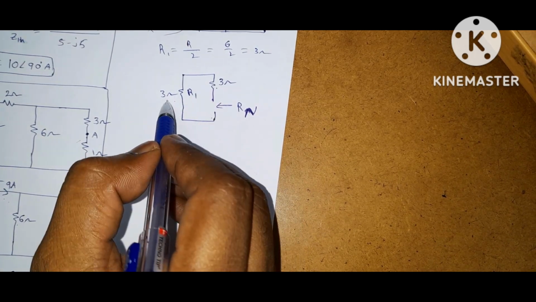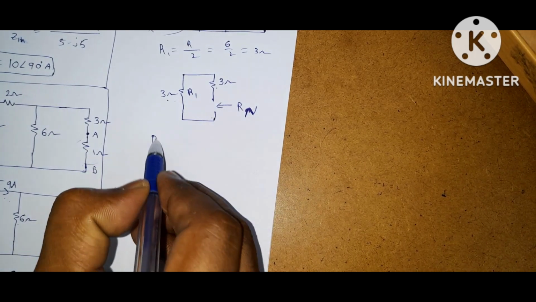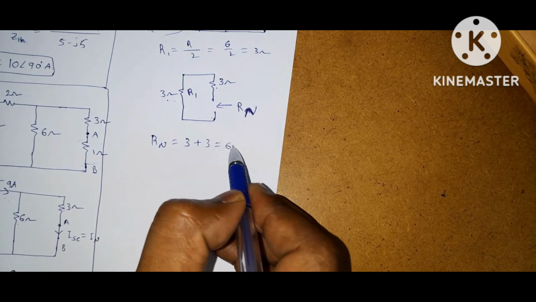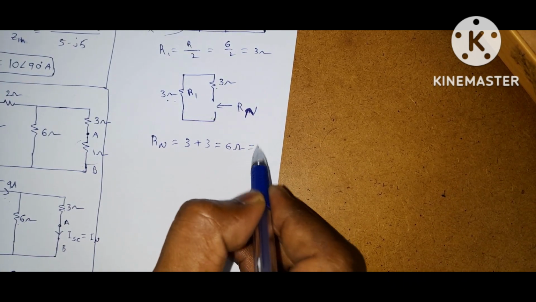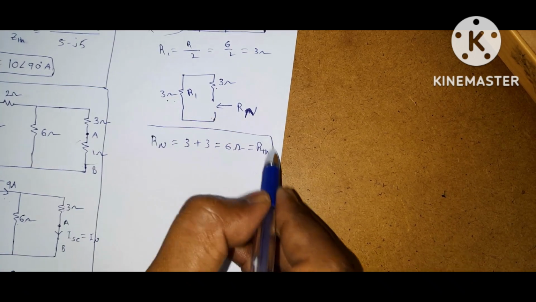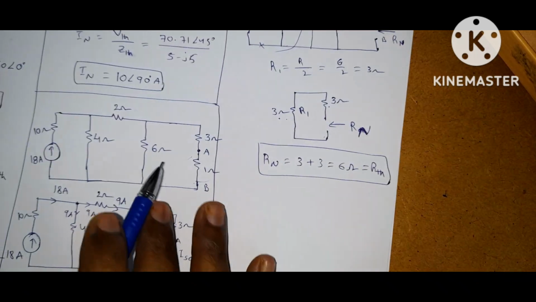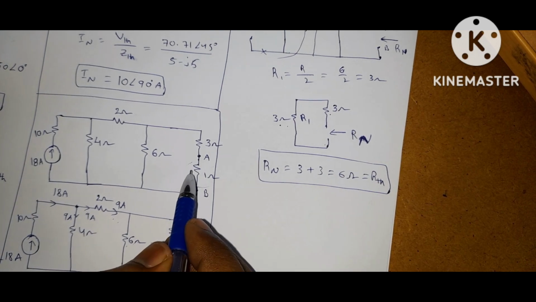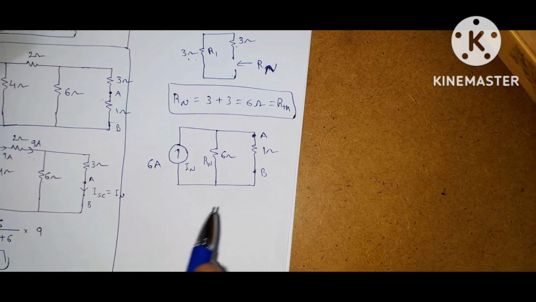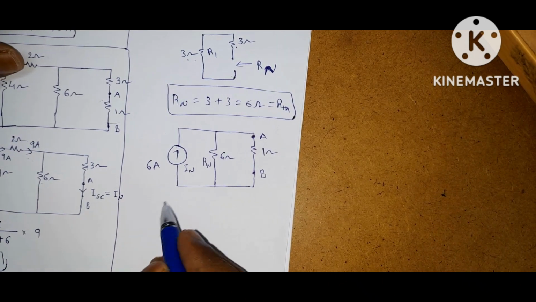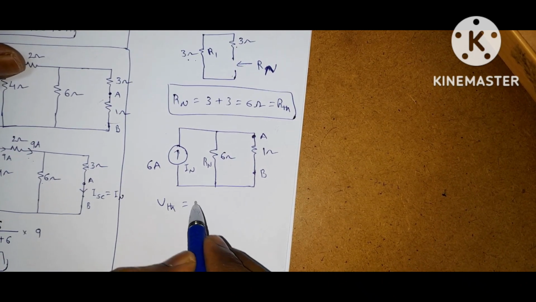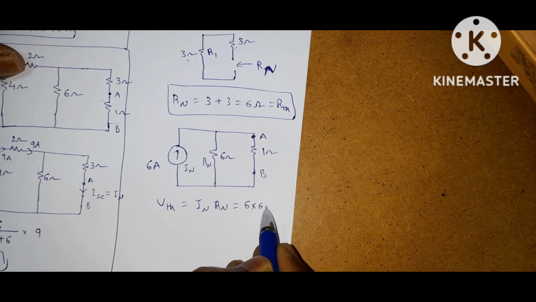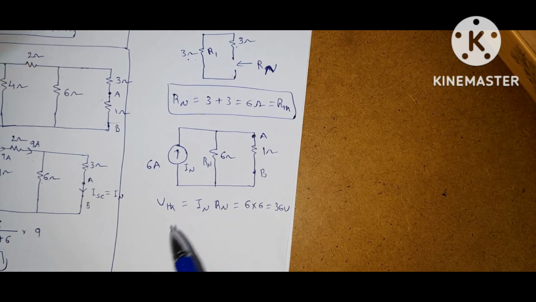Again, 3 ohms and 3 ohms are connected in series. So what is the Norton equivalent? R Norton is equal to 3 plus 3, that is equal to 6 ohms. This can be written as R Thevenin. The Norton equivalent circuit across this 1 ohm resistor is like this. To calculate VThevenin, by source transformation, I Norton into R Norton, 6 into 6 is equal to 36 volts.